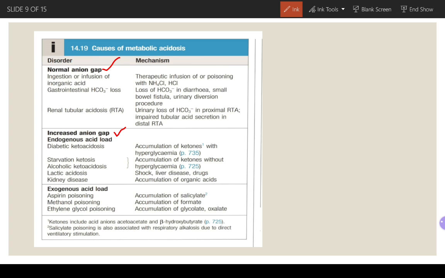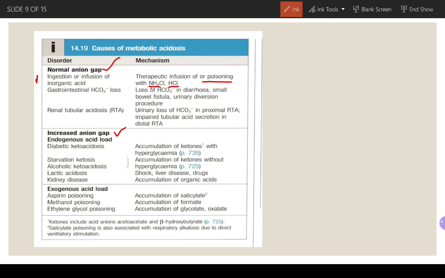So normal anion gap occurs, one is due to ingestion or infusion of inorganic acid. If you yourself by any chance have any poisoning with NH4Cl or HCl, so if you ingest any acid or have a therapeutic infusion also, this can lead to a normal anion gap metabolic acidosis. Another cause can be gastrointestinal bicarbonate loss.